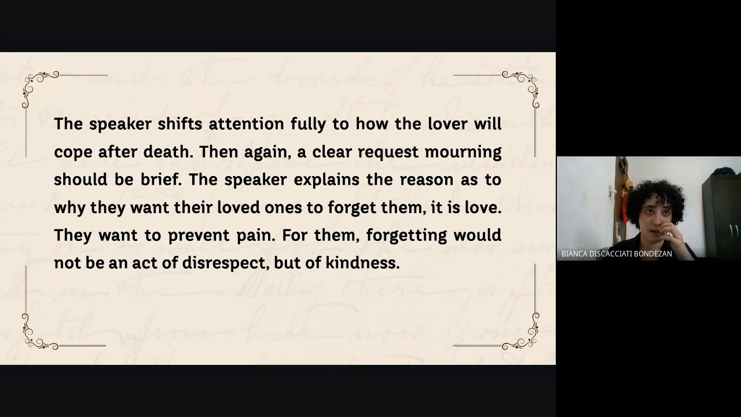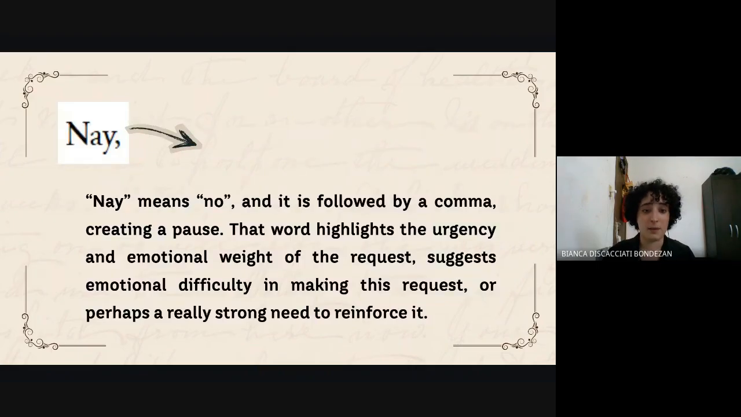So if the lover forgot them after a while after they died, they wouldn't take it as disrespect. They would take it as something good, because then the lover wouldn't suffer. And "nay" means no, and it is followed by a comma. So it creates a pause, which highlights the emotion, the weight of the request.